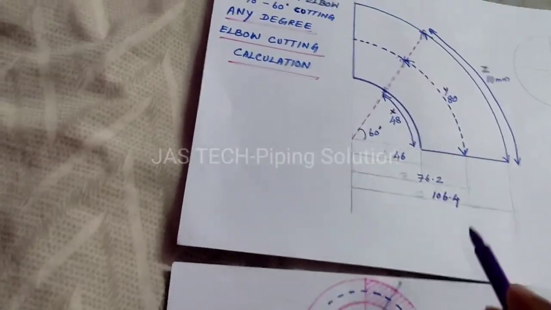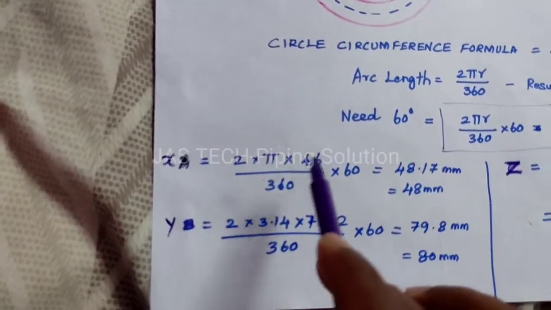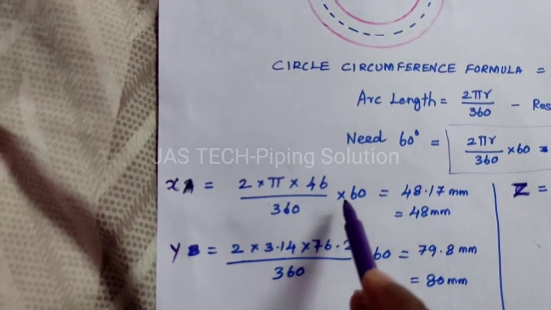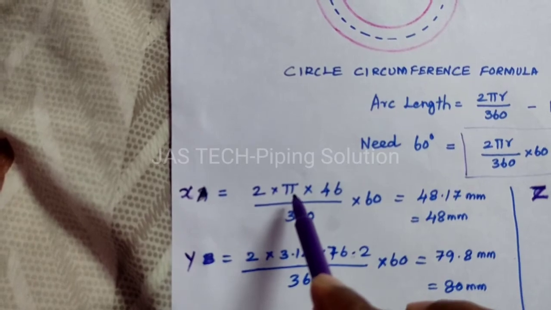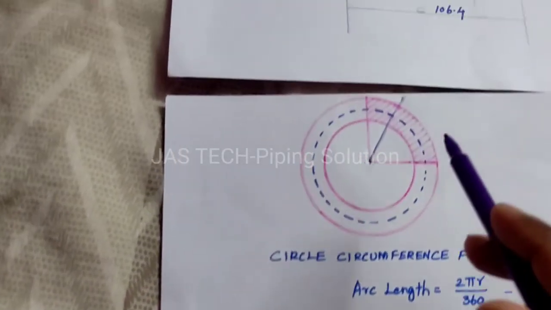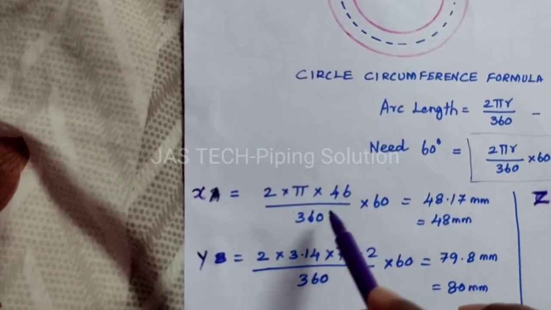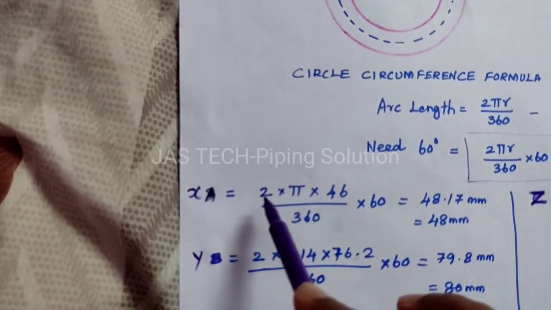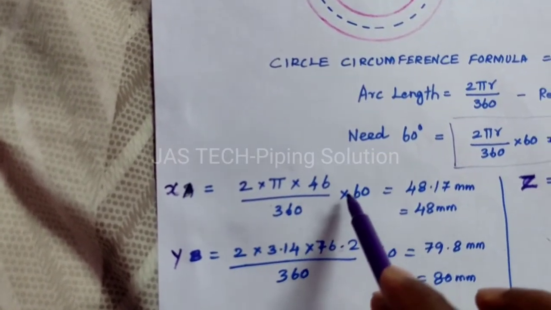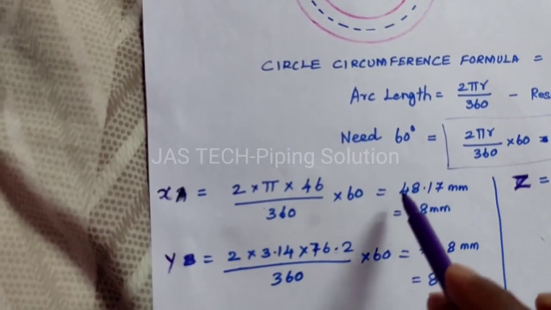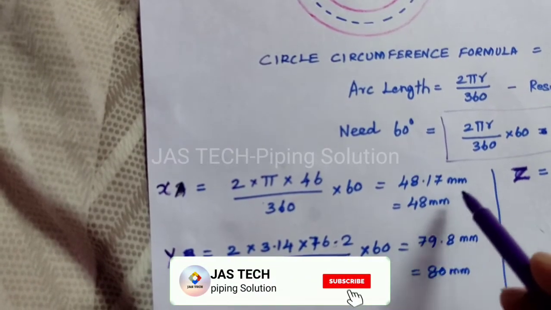First, we want to find out the distance X. X equals 2 pi r divided by 360 multiplied by 60. So 2 constant, pi 3.14, and r is 46. We know the distance 46. So 2 multiplied by 3.14 multiplied by 46 divided by 360 multiplied by 60 degree is equal to 48.17. You can use the calculator. Answer will come 48 mm.